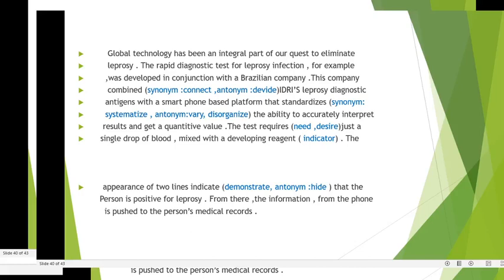And from there, the information from the phone is posted to the person's medical records.